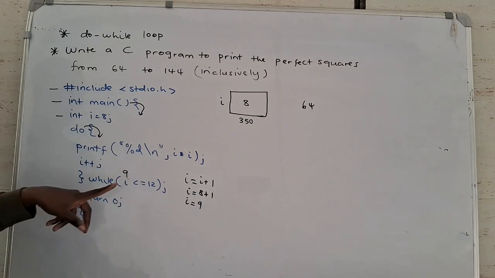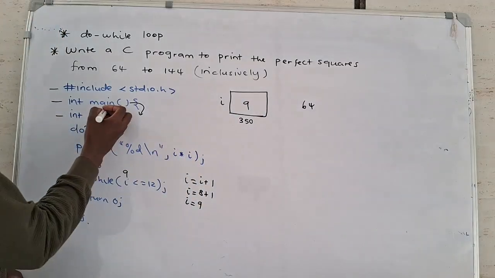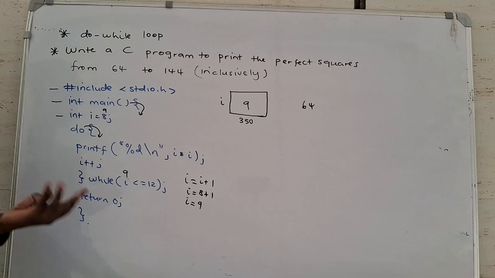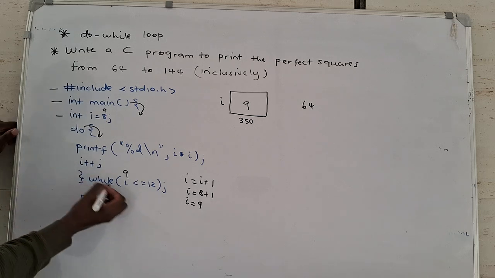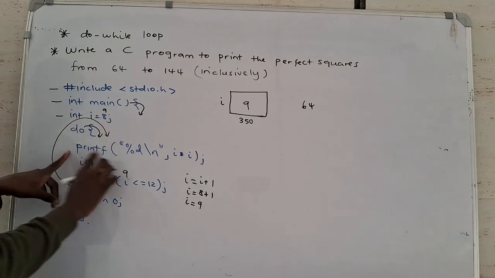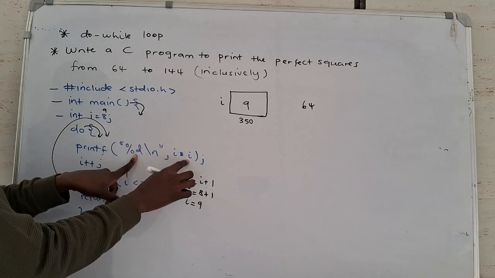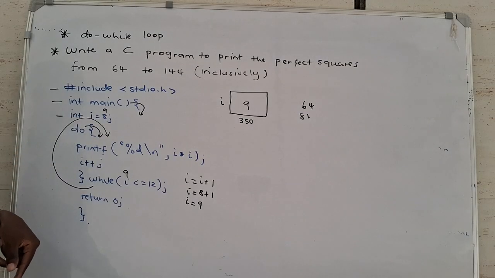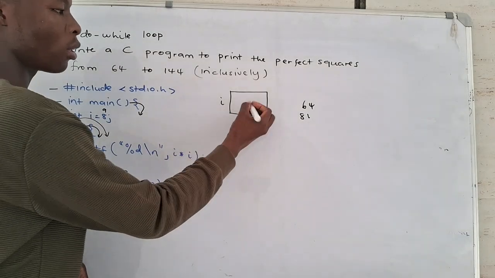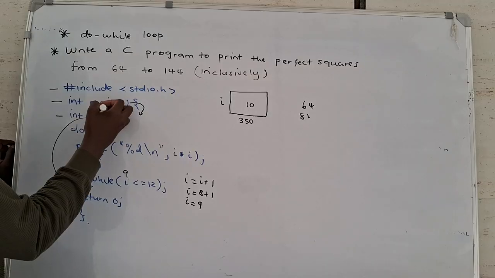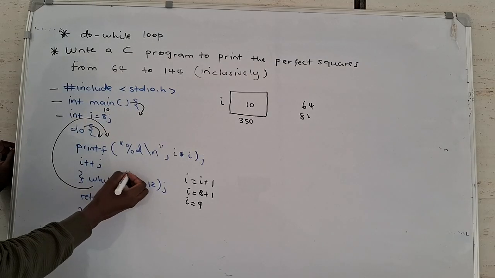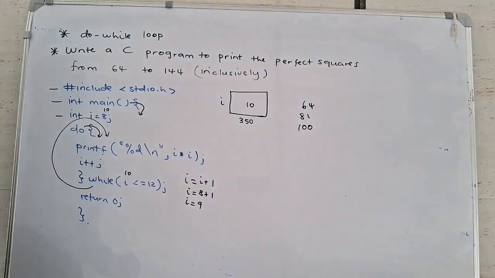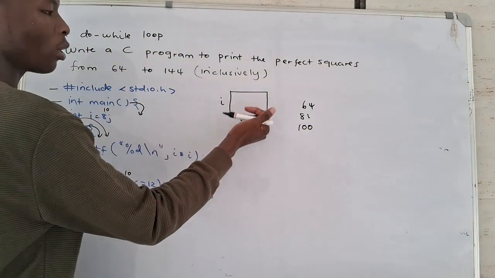It is going to check: 9 is less than or equal to 12. This is true, so it is going to enter again. Now 9 times 9 is going to be printed, which is 81. The value of I is incremented from 9 to 10. 10 times 10 is going to be printed, which is 100. I is incremented to 11.